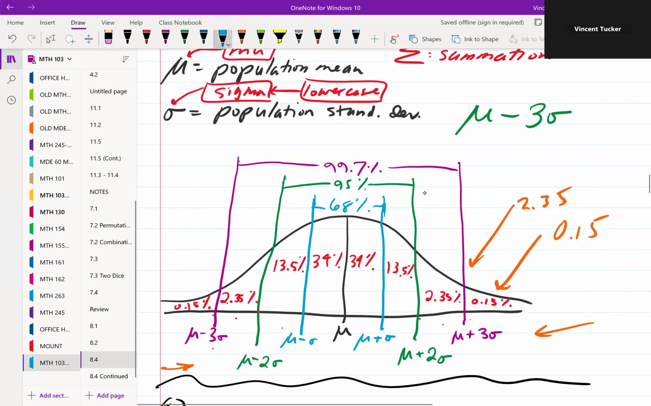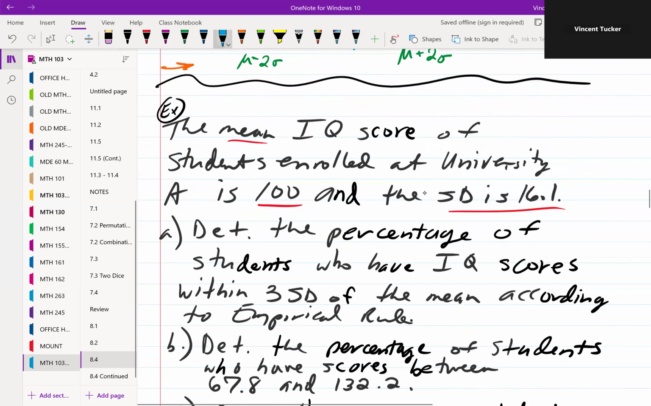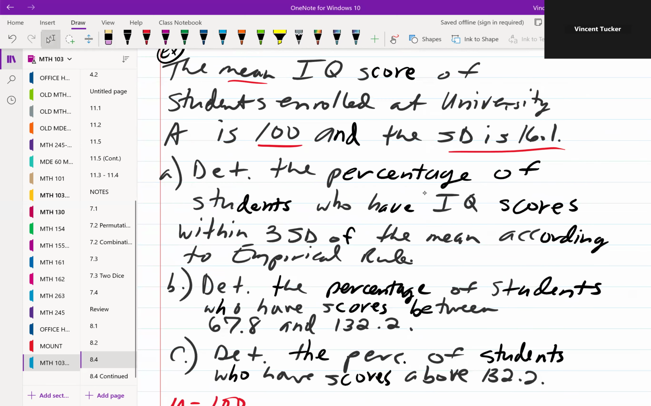All right, scrolling up. Let's look at our first example. It says the mean IQ score of students enrolled at University A is 100 and the standard deviation is 16.1. A, determine the percentage of students who have IQ scores within 3 standard deviations of the mean according to the empirical rule. B, determine the percentage of students who have scores between 67.8 and 132.2. C, determine the percentage of students who have scores above 132.2.